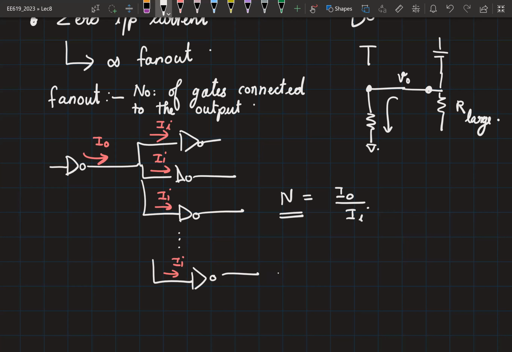Now for CMOS logic, what is II? II is equal to 0. Under DC conditions, it is equal to 0, right? Which means the fan out can now be equal to infinity.